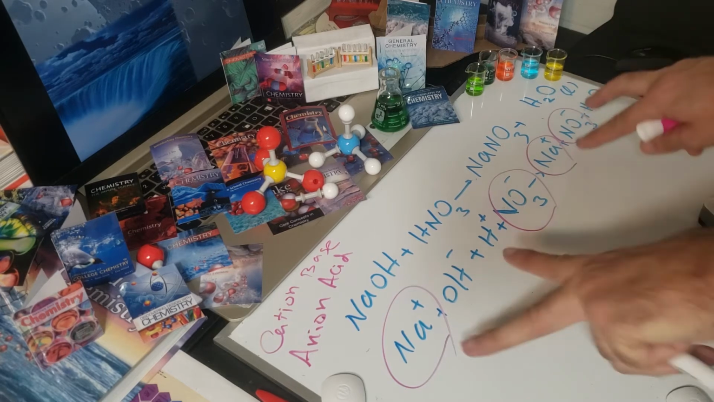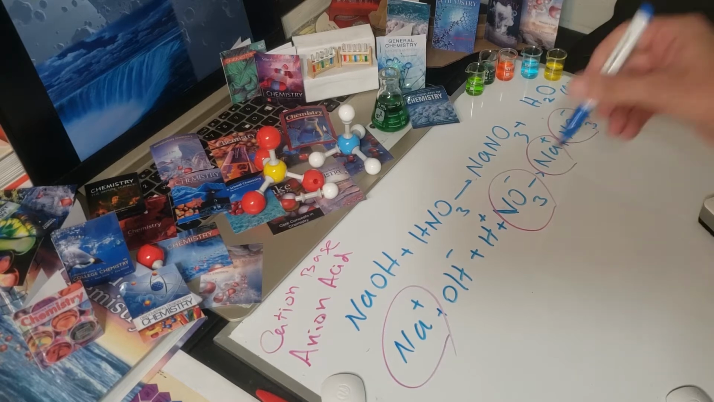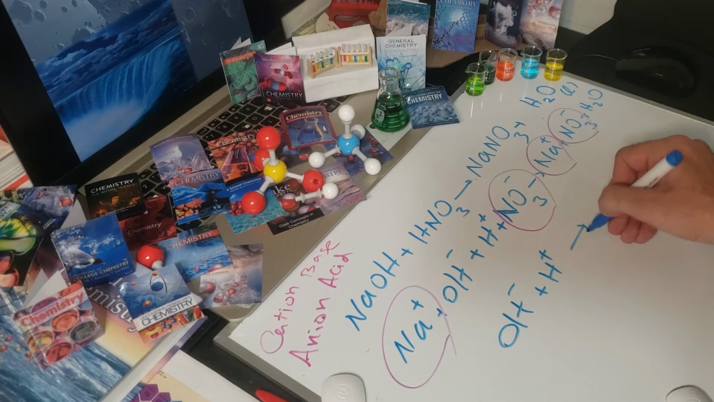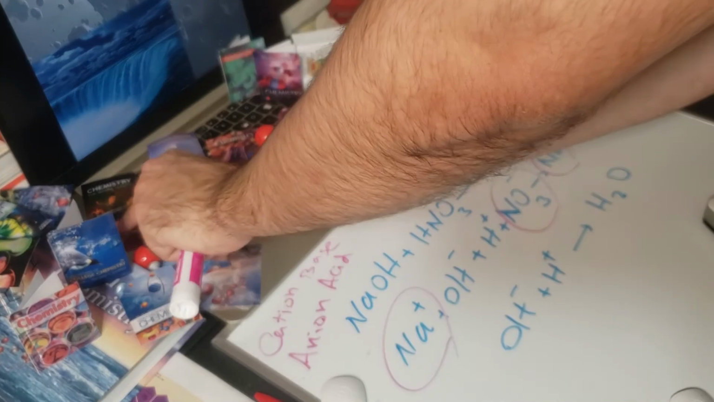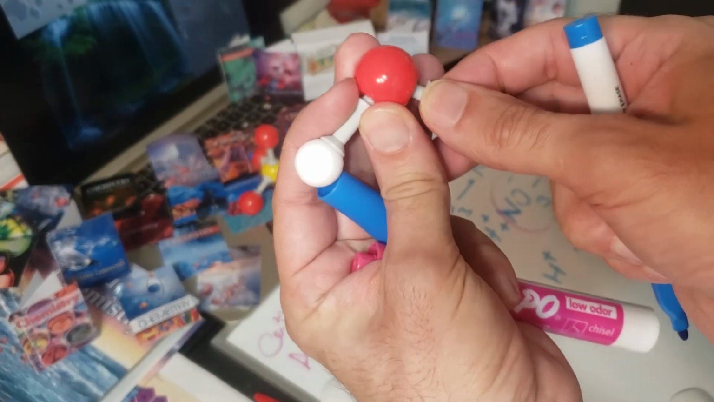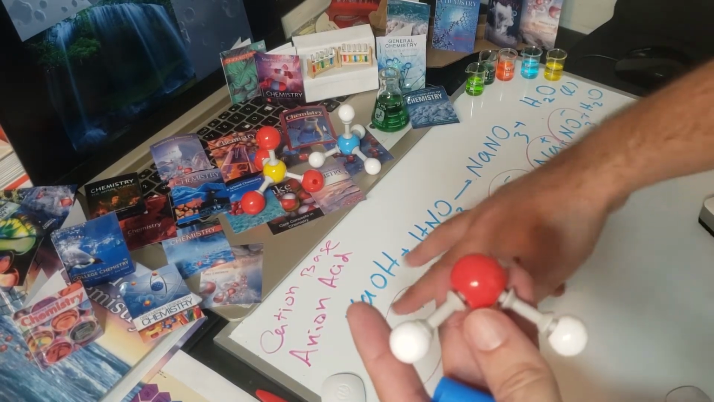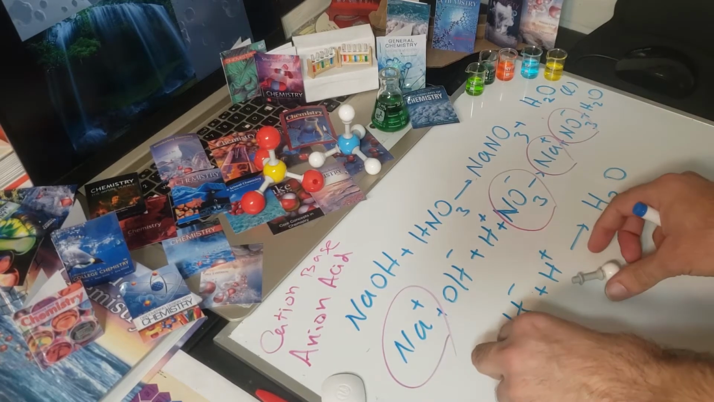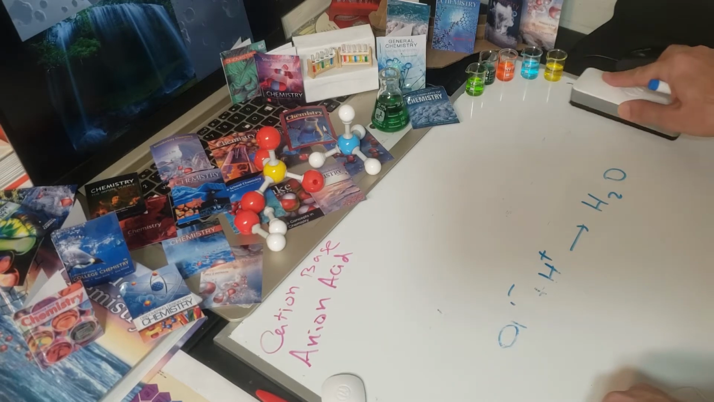Sodium and nitrate are the spectators. They appear the same on both sides of the equation. As I do so, I could say OH minus and H plus is going to give me H2O, just like the connection that I did at the very beginning of the video, joining H plus and OH minus to give H2O. Any time you do the net ionic equation for an apparent acid-base reaction, you should get this equation to form H2O. Let's move on to yet another example of this.